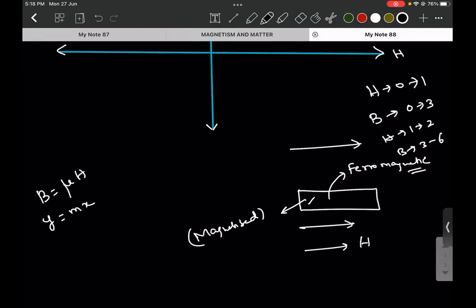Okay. So it will change from 3 to 6. Suppose if you change the value of H from 2 to 3, what should the value of B change from? It should change from 6 to 9. So you're able to understand the meaning of proportion.